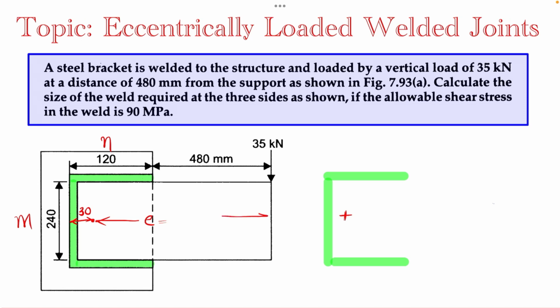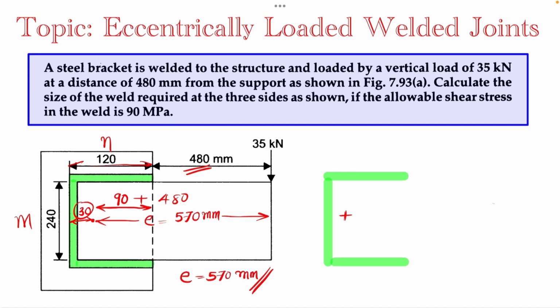And then this is known as the eccentricity, which is the distance from the CG to the line of action of load. Here we have a length of 480. This is 120, then this is 30. Then this distance will be 120 minus 30, that is 90. And this 90 plus this 480 will give you the eccentricity, which is 570 mm. So first we have located the CG, and then we have evaluated the eccentricity, that is the distance from the CG to the line of action of load.